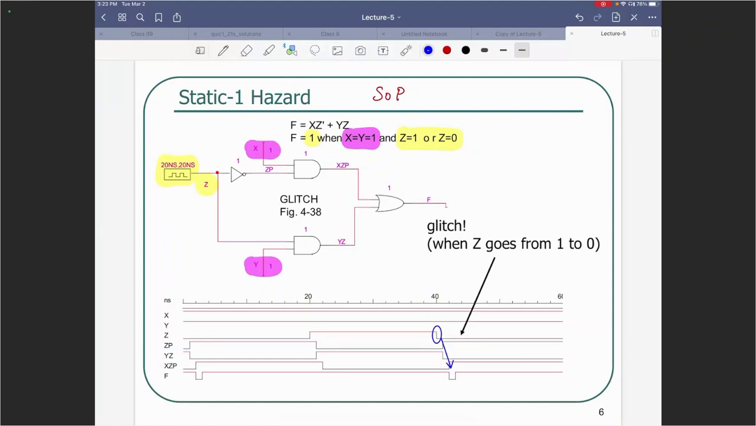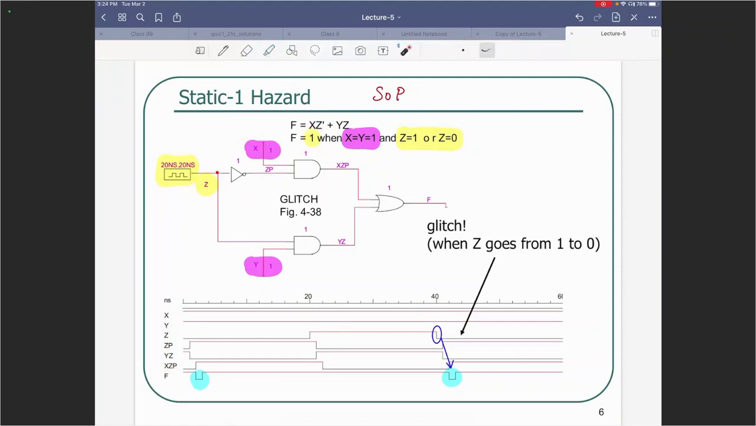All the other waveforms are also sketched over here just for you to monitor the progress of changes in Z through the circuit, right? Z changes, then Z prime or Z complement changes. X is a 1 all the time. Y is a 1 all the time. But we are changing Z. And so the rest of the timing waveforms are just there for the sake of completeness. But the problem that we are trying to recognize here is this. F is a 0. Cannot happen. Should not happen. F should have been a 1.